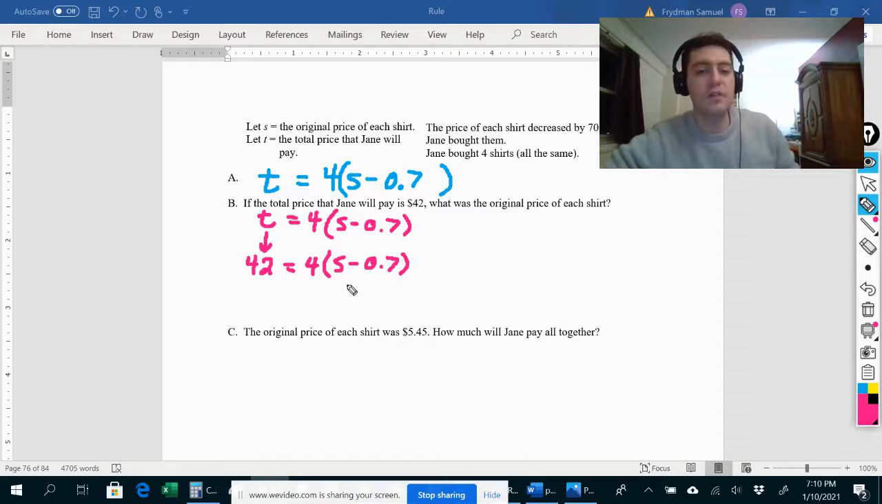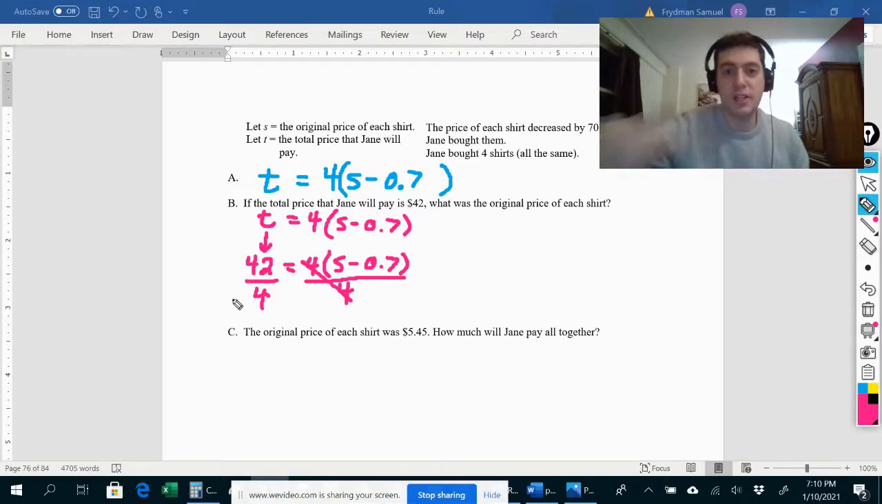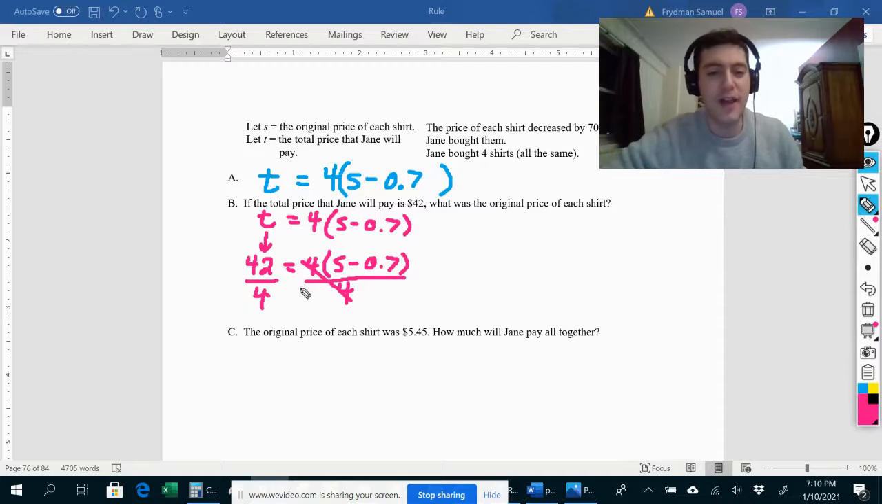Now, there are a couple of different ways that I could solve this equation. I could either distribute first and go ahead and solve it like that, or I could, to begin with, divide both sides by 4 in order to cancel this out over here. So that's what I'm going to do for this problem. In the next problem, I'll answer it by distributing. So remind me in the next problem to answer it that way.